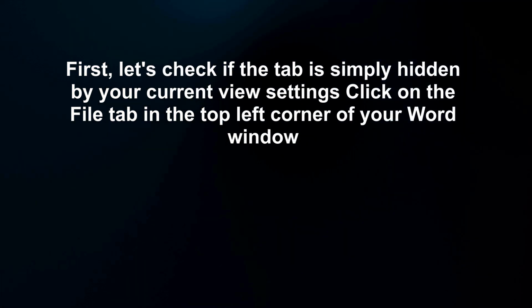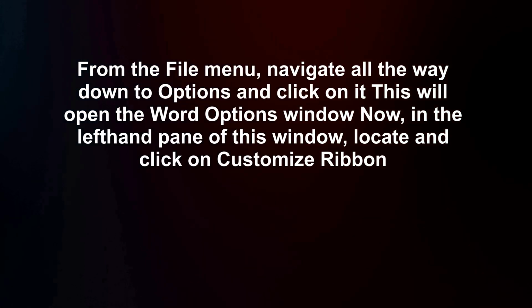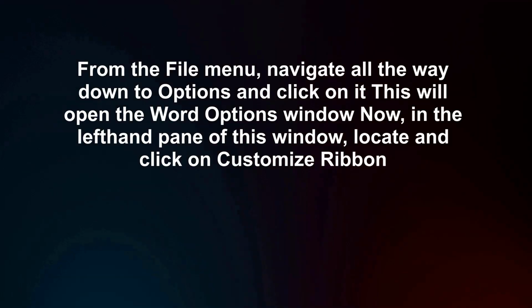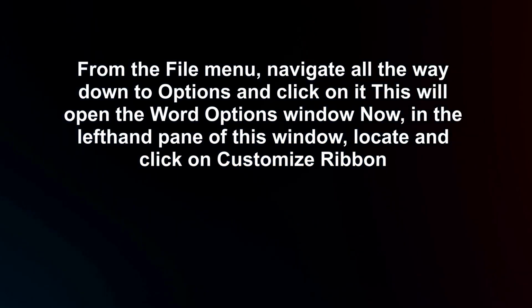Click on the File tab in the top left corner of your Word window. From the File menu, navigate all the way down to Options and click on it. This will open the Word Options window. In the left-hand pane of this window, locate and click on Customize Ribbon.